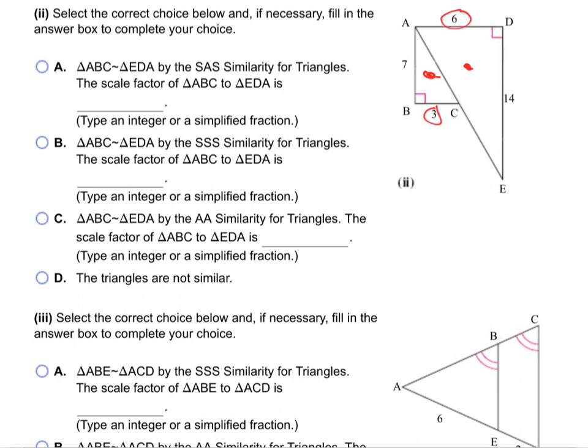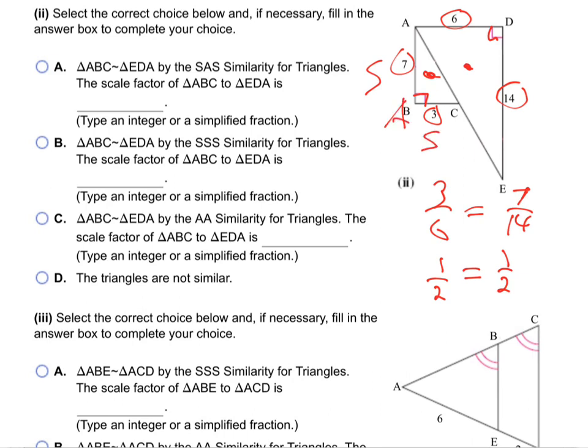3 compared to 6, if you take 3 over 6, that's the same ratio as 7 over 14, isn't it? They both just reduce to be a half, don't they? If you reduce the fractions, they're both a half. And they have the same angle in the middle, so by side, angle, side similarity, there we go, they are similar. Their sides are the same ratio, proportional, we call that.